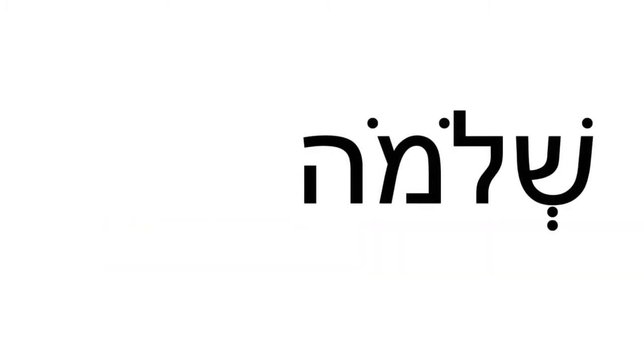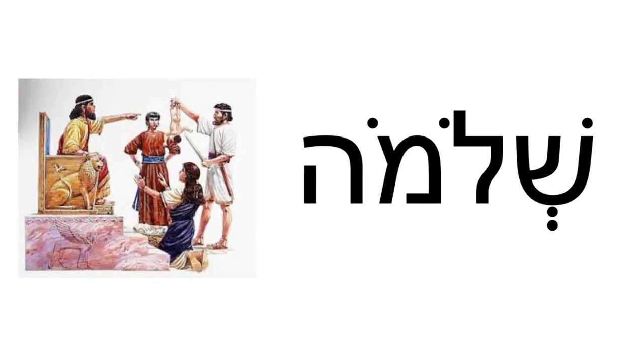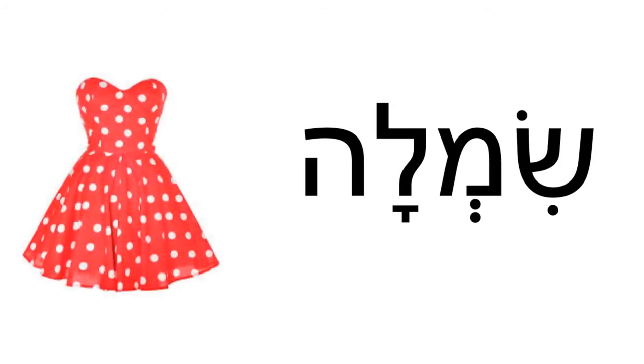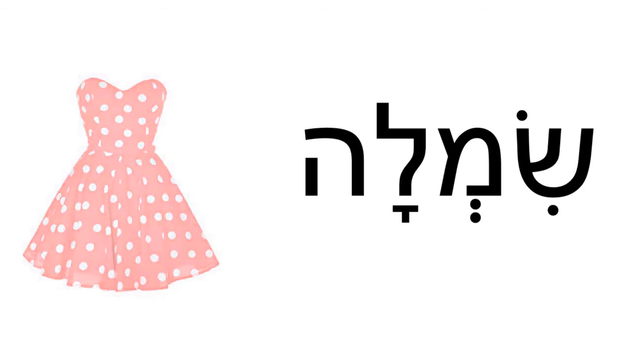Read this name. Shlomo, or Shlomo. It's the original Hebrew for Solomon. Read this word. Simla. It means dress. And here's the final letter of the Hebrew alphabet, Taf.